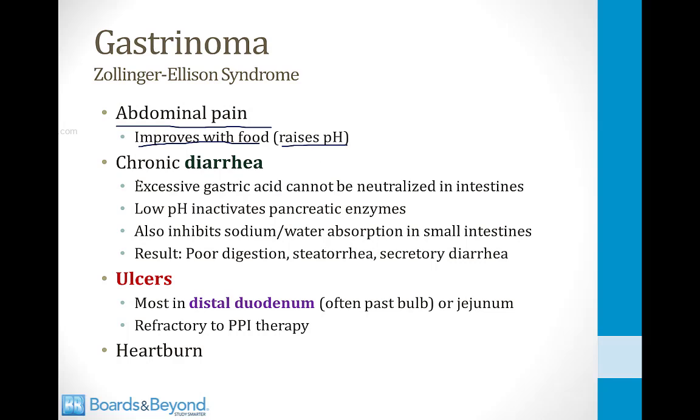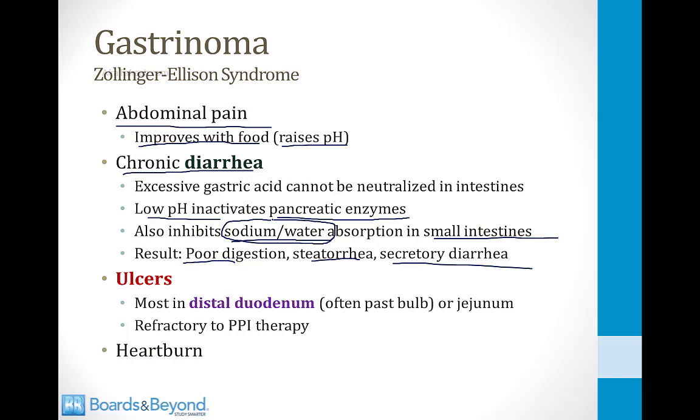Patients with a gastrinoma also develop chronic diarrhea. So why does this occur? Well, all that acid overwhelms the neutralizing capacity of the intestines. Normally, when food reaches your intestines, the pH rises, but this can't occur when there's excessive acid. So acid spills into the intestines, and the low pH in the intestines inactivates the pancreatic enzymes. They don't function well at a low pH. In addition, all that acid in the intestines inhibits sodium and water absorption in the small intestine. So as a result, patients with the Zollinger-Ellison syndrome have poor digestion, steatorrhea, and they can have a secretory diarrhea from all of the sodium and water spilling into their intestines.